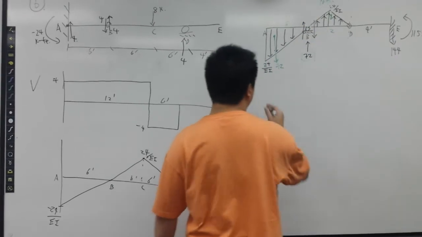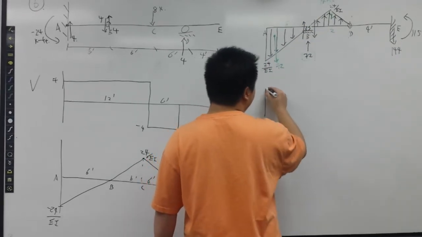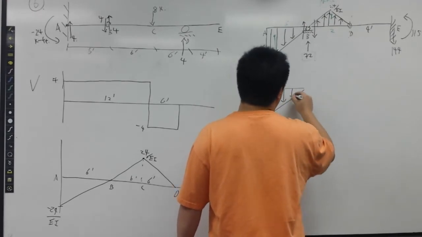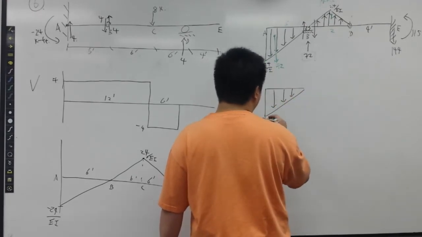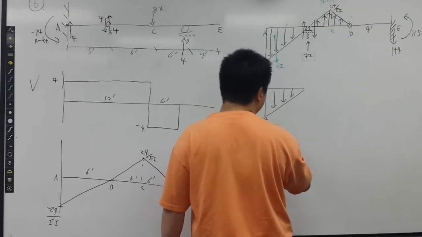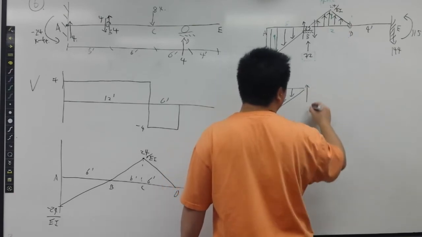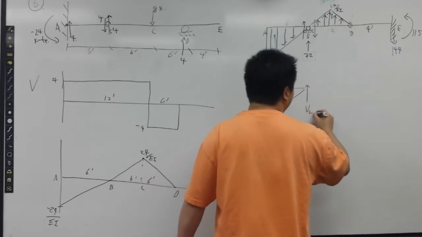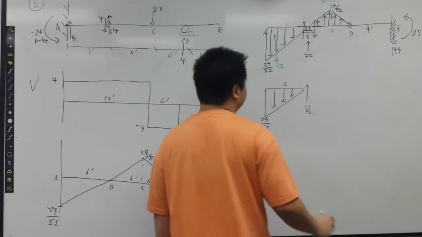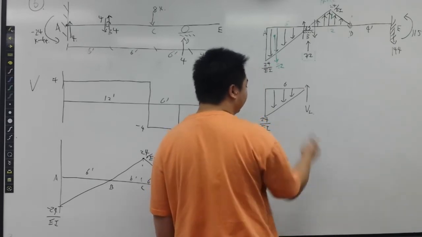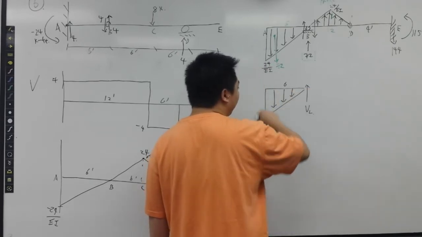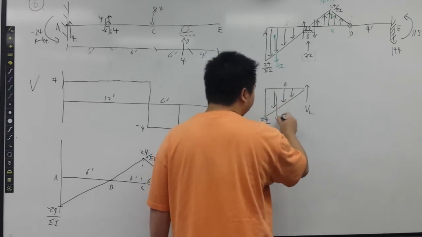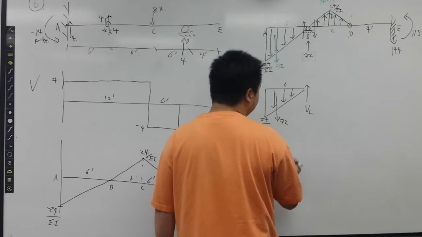When you make a cut, you're going to have this. 24 over EI. And you want to find this V. This one's left side, so like this. This is 6. So how are we going to find the shear? We do the same thing. Find the point load. 6 times 24 divided by 2. So you're going to have 72 over EI.